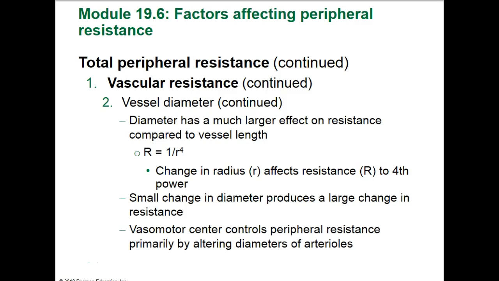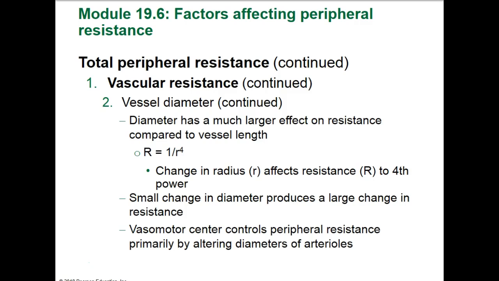Diameter has a much larger effect on resistance compared to the vessel length. This is expressed with this equation: resistance is equal to 1 over the radius to the 4th power. So what this really says is even a small change in your diameter produces a large change in resistance.